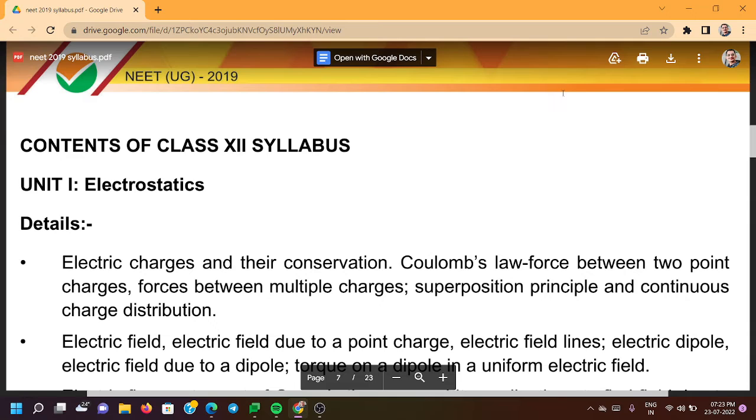Now let's start physics content of class 12th. Physics class 12th, unit 1.